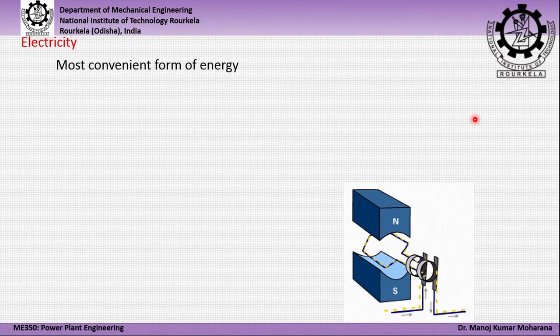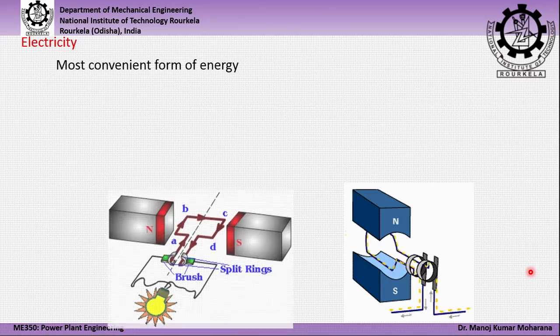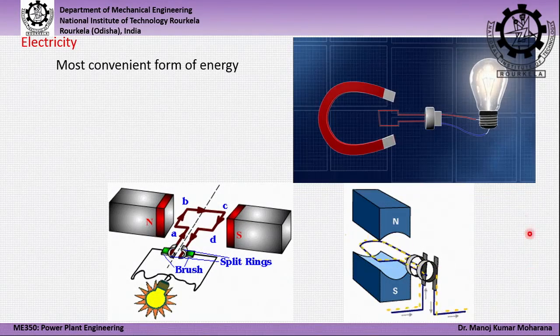If you go for the production of electricity, here it is explained through an animated diagram. You consider a coil placed between two magnets, and if you rotate this magnet, then electrical current flows through this coil. From this concept we started the use of electricity, and when this electricity passes through an electric bulb, we get light. That means the electrical energy generated gets converted into light energy. In addition, we also get some amount of heat here.